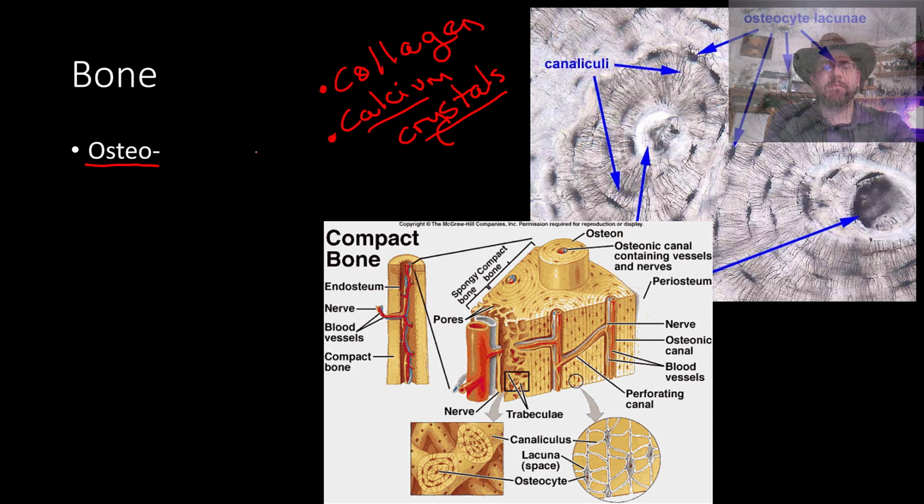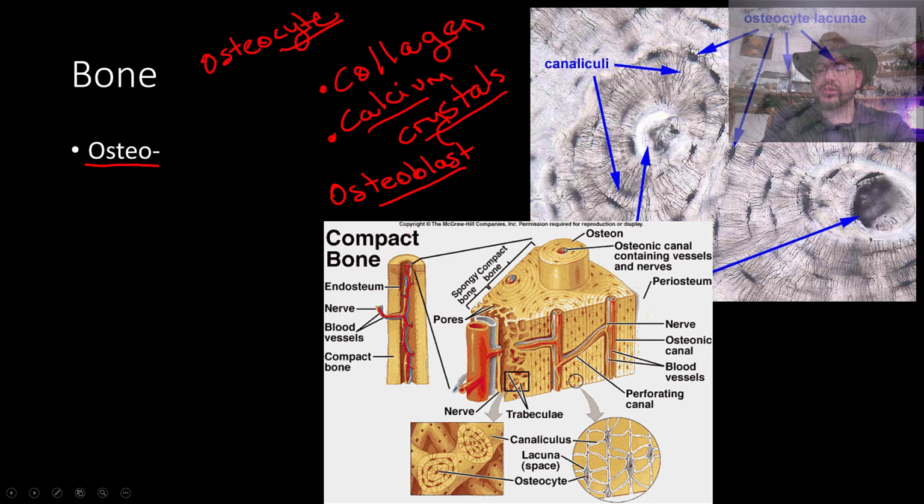Osteo is our prefix for bone, so osteocyte is our bone cell. The osteoblast is the bone cell that secretes the matrix. So if you look at this picture of bone right here, in this faded part with a dark center, this is one of those little pits right there. There's a pit, and inside the pit is an osteocyte.